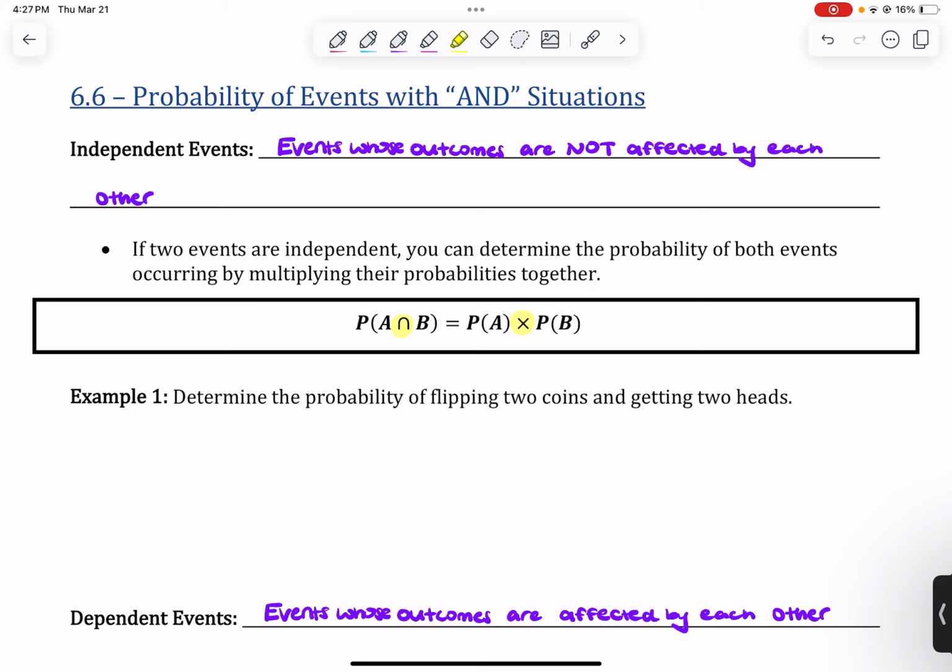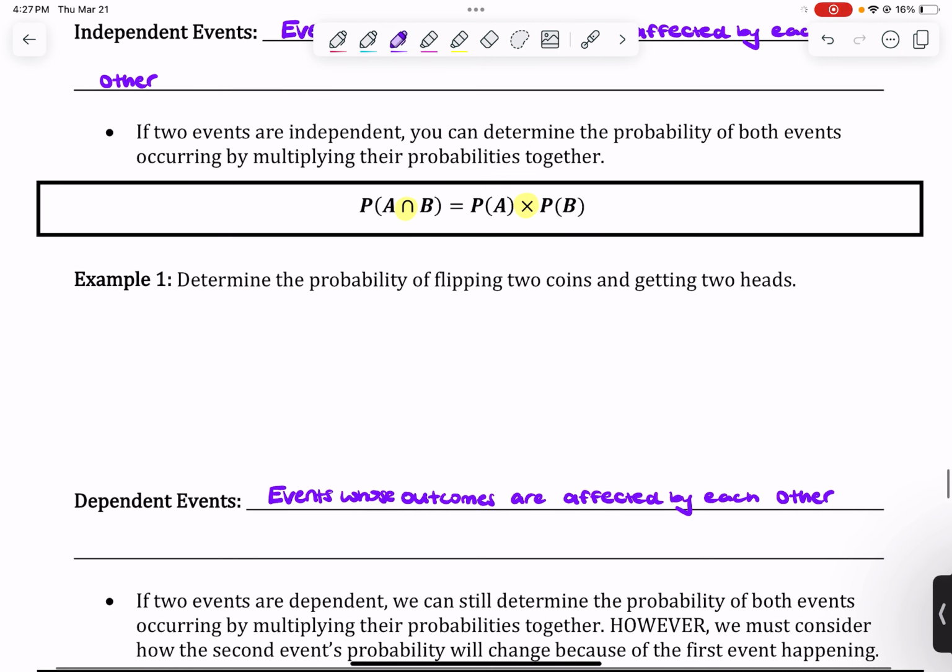So both event A takes place, so the Bombers win, and event B takes place, so SMA grade 9 basketball wins. How we do that is we simply take the probability of one and multiply it by the probability of the other. So a really simple example to get us going here is to talk about the probability of flipping two coins and getting a heads on each.